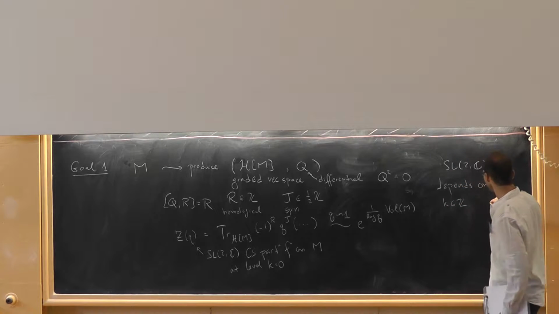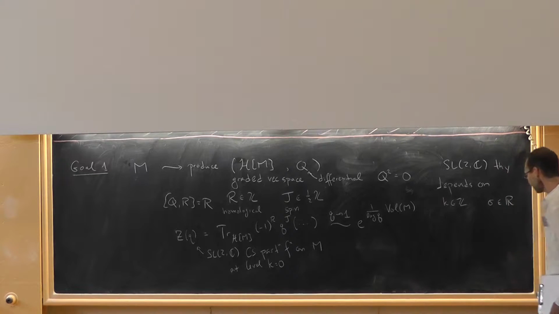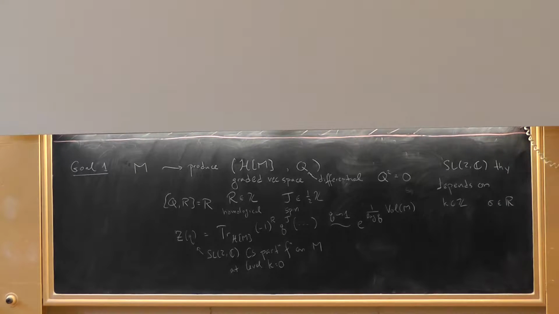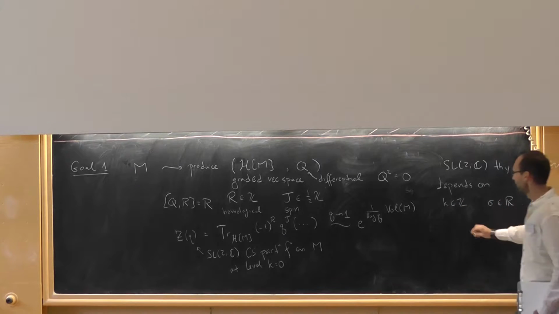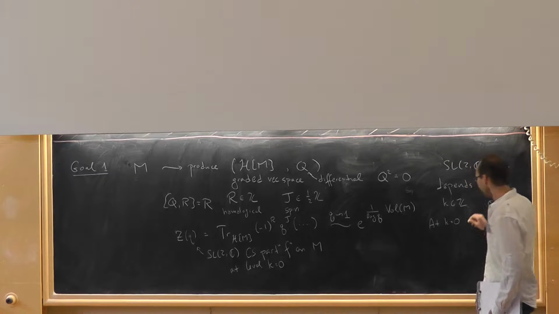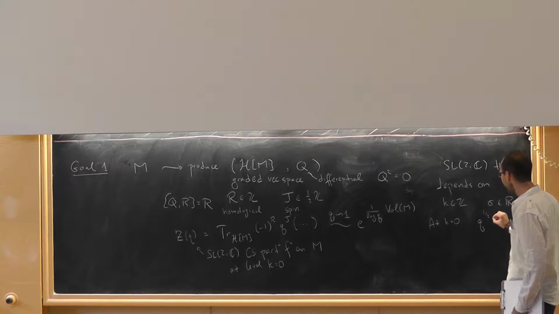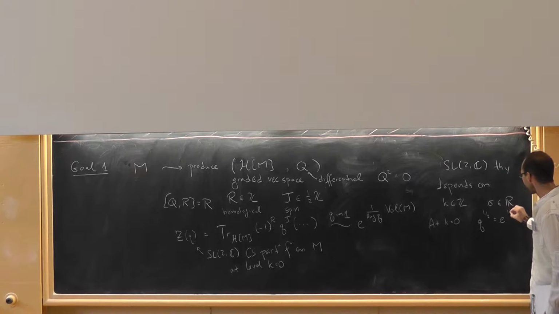K, which is an integer, and sigma, which is real and continuous. Setting k to 0 doesn't trivialize the theory. You've still got sigma around. And in fact, at k equals 0, partition functions end up being a function of q to the half, which is e to the pi over sigma.